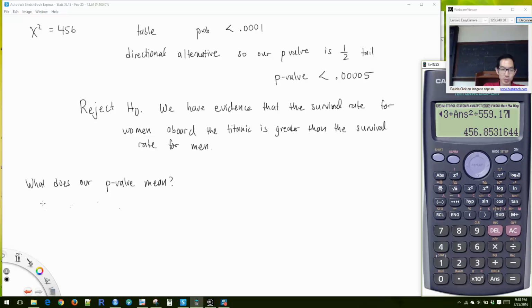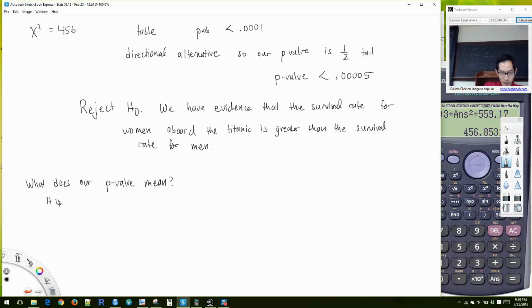So what does our p-value mean? If we think about it, it is technically possible that by random chance, more women boarded the lifeboats and survived.